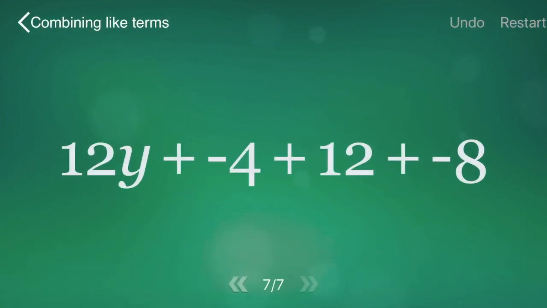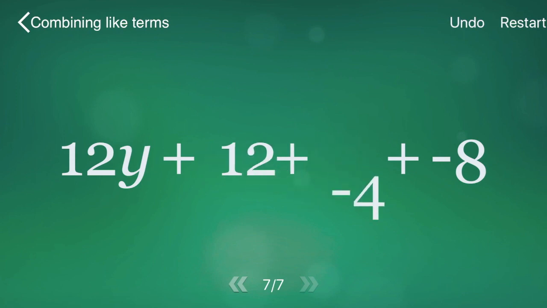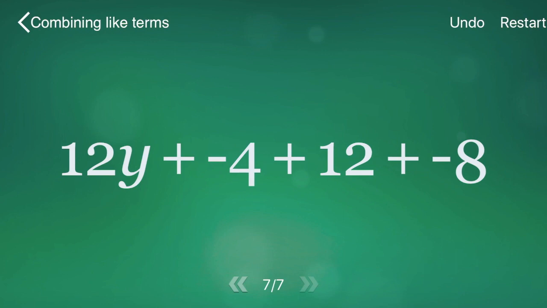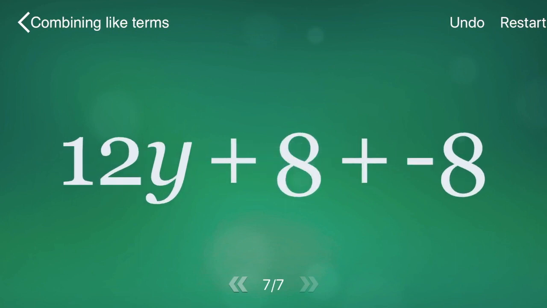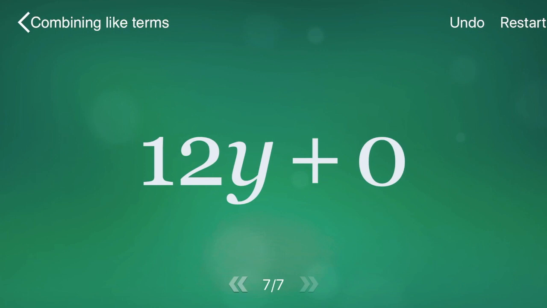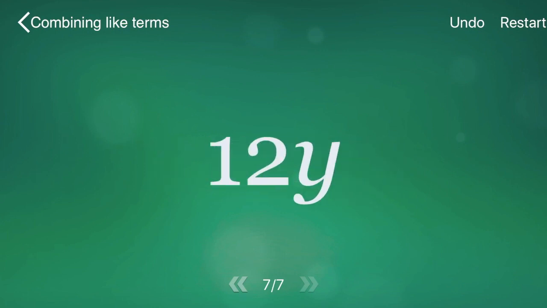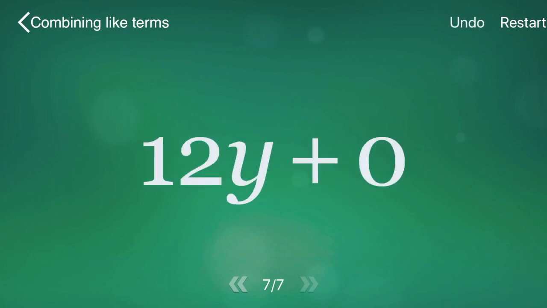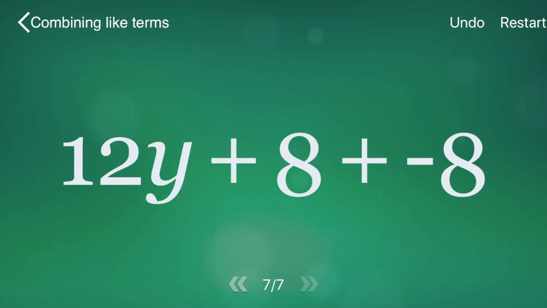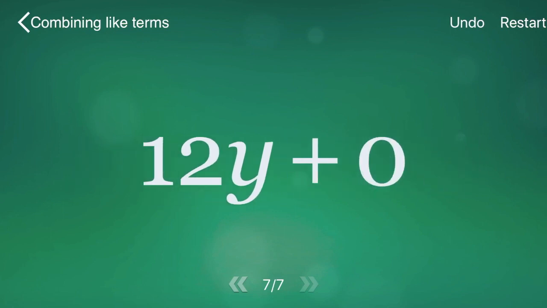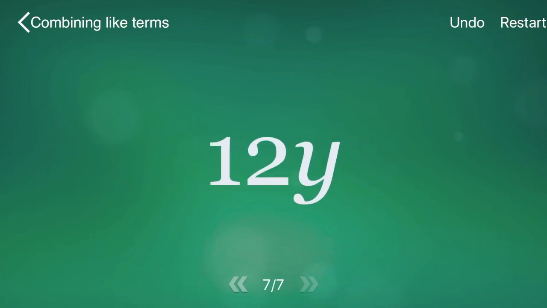Again, I kind of want to move things around to be next to each other, but all my constants are right next to each other, so that's really cool. I'm going to combine all my constants, -4 and +12, and then 8 and -8, and I get 0. So all I have left is 12y, because it's basically +8 -8, but you never say +0. You wouldn't say plus nothing. You would just write it as it is.